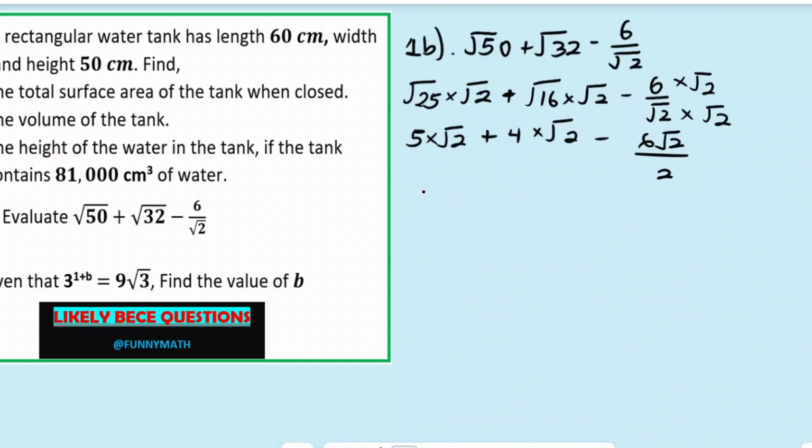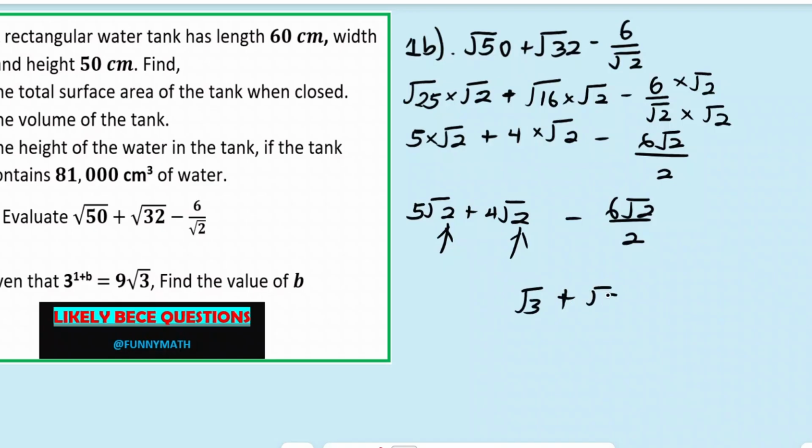So now 5 times the root of 2 is going to be 5 root 2 plus 4 root 2 minus 6 root 2 on 2. Now these two guys here can be simplified because the radicals are the same. This is 2, this one is 2. You know that when you are adding surds, the radicals should be the same before you can add. For example, the root of 3 plus the root of 5 cannot be added to get the root of 8. This is not correct. So we have to take note of that.